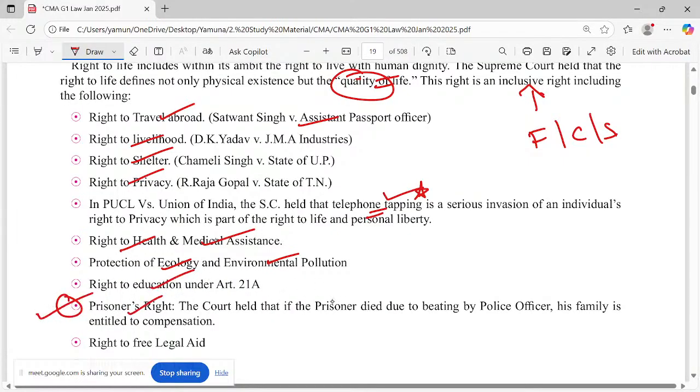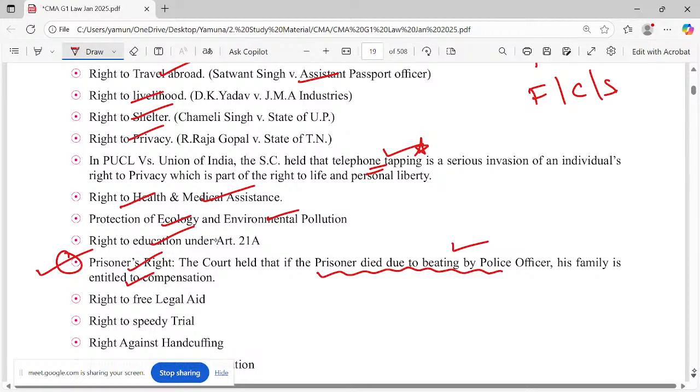Yeah, beautiful. See, it was held that if a prisoner died during custody due to beating by a police officer, his family is entitled to compensation. That is why, if we have sustained small injuries, they take us to a doctor, get us treated, and then take us to the judge. And that's why we have this law also.